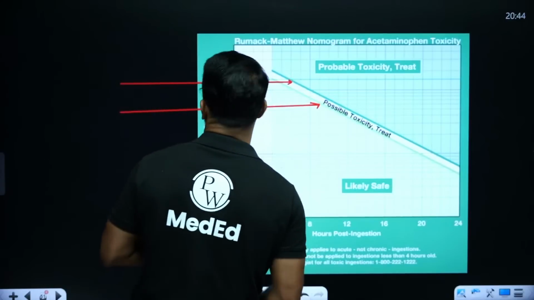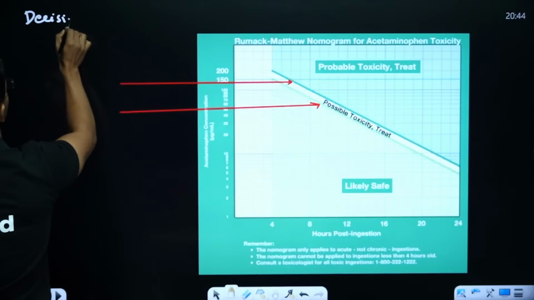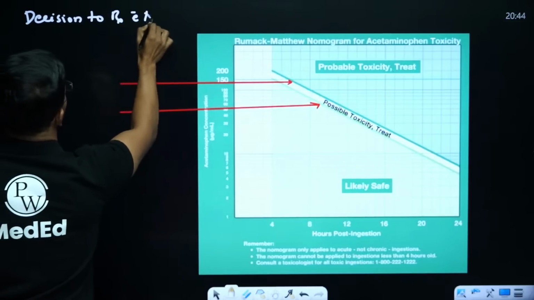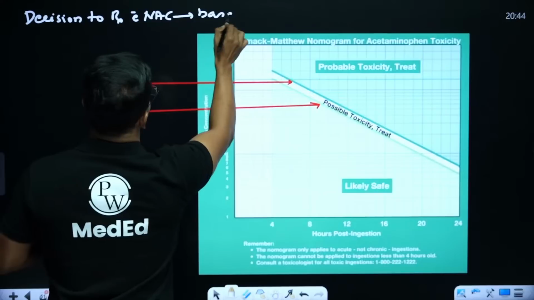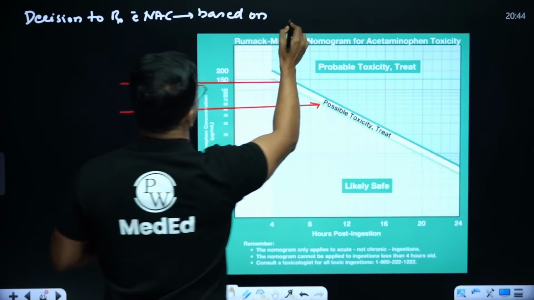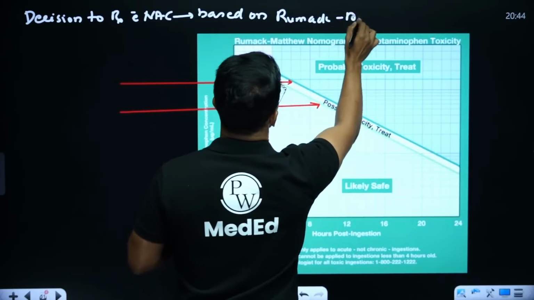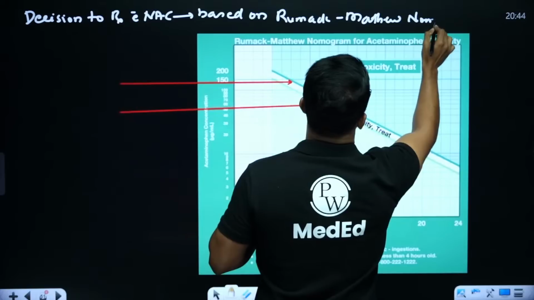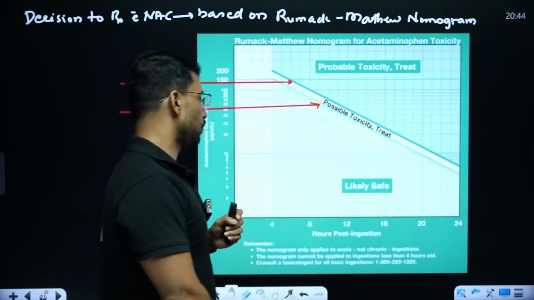Rumack-Matthew nomogram, right? So the decision to treat with NAC is based on this plot called the Rumack-Matthew nomogram. So what is there in this nomogram? Time and serum paracetamol values.